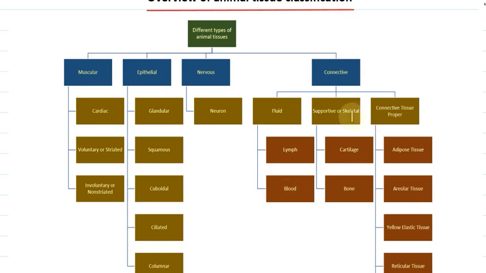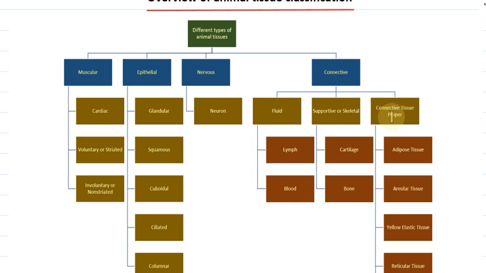Then there are skeletal or supportive connective tissue. So the skeletal connective tissue are of two types, that is cartilage and bone. So cartilage consists of intercellular matrix that is composed of proteins, and it is slightly harder due to the presence of calcium salts. Then there are bones. The cells of bones are embedded in hard matrix strengthened by fibers, and they are hardened by the presence of calcium and phosphorus salts.